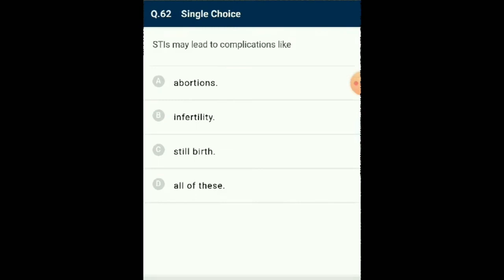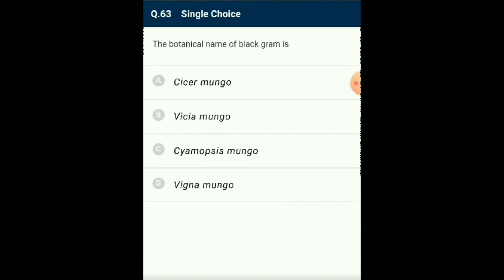Question number 62. STDs may lead to complications like. Sexually transmitted diseases, commonly called STD, venereal diseases, or reproductive tract infections. STDs are found across all age groups but are more prevalent in the age group of 15 to 24 years. The answer for this question is option D, all of these. Question number 63. Botanical name of black gram is Vigna mungo, with other common names like black gram, woodbine, black mung bean, etc. So the answer for this question is option D, Vigna mungo.